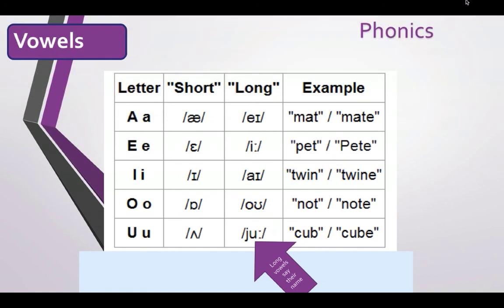We've got our short sounds like mat, pet, twin, not, and cub, as opposed to our long vowel sounds, which say their name, like mate, A, pete, E, twine, I, note, O, cube, U.